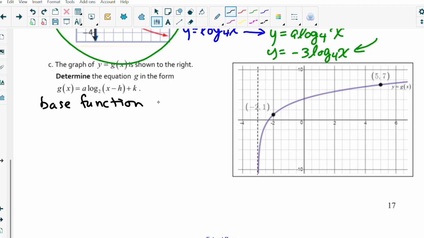Okay, it's a base 2, right? So the base function is f of x equals log base 2 of x. Okay, let's graph that real quick. Okay, 1, 0. 2, 1. So be mindful of the units here. The scale is a little different. 4, 2. Okay, 0.25 or 1/4 and negative 2. So 1/2, 1/4, and negative 2.